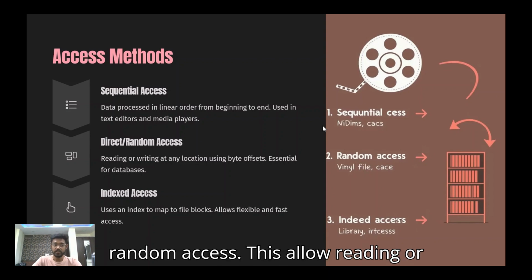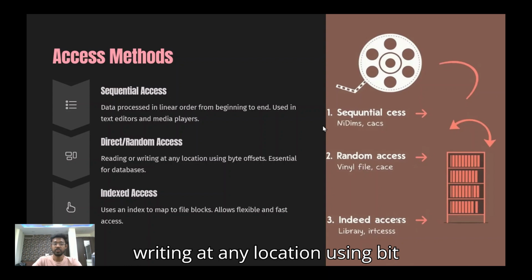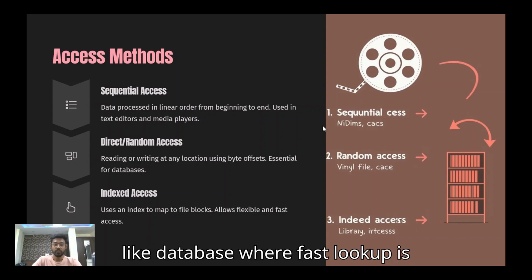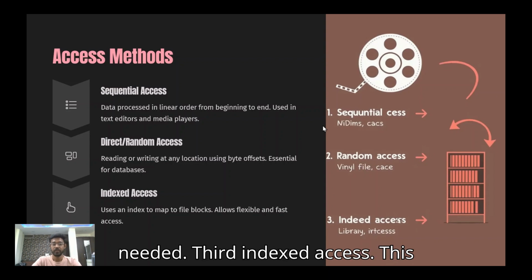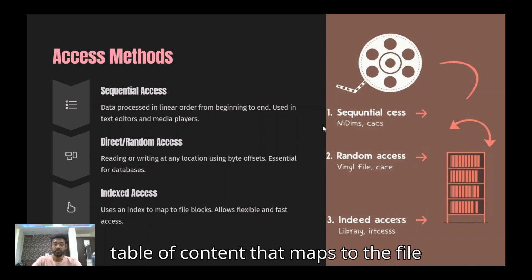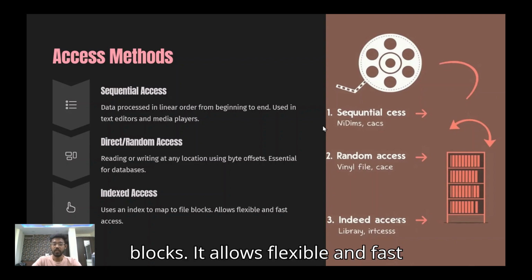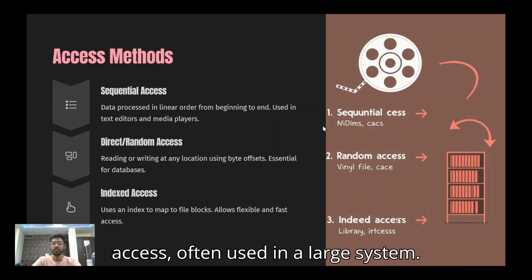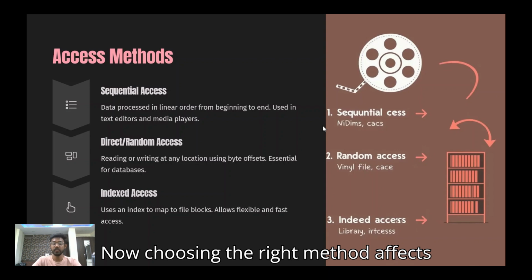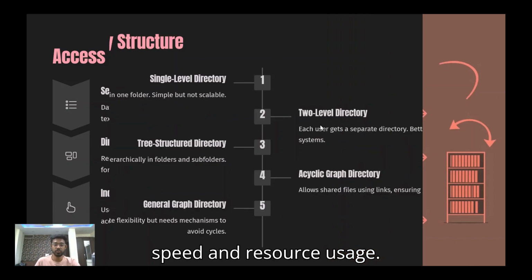Now, direct or random access allows reading or writing at any location using byte offsets. It's essential for applications like databases where fast lookup is needed. Third, indexed access. This method uses an index, similar to a book's table of contents, that maps to the file blocks. It allows flexible and fast access, often used in large systems. Now, choosing the right method affects speed and resource usage.